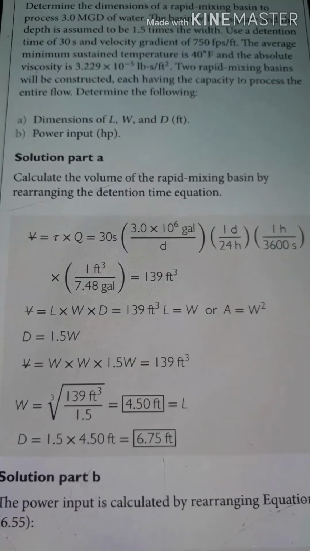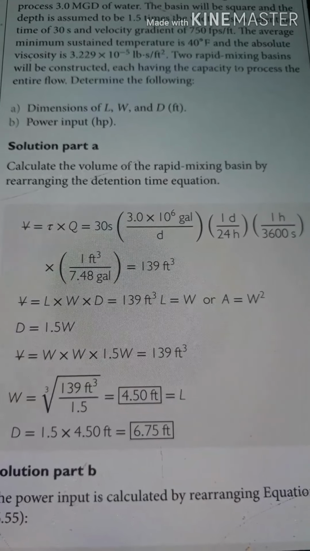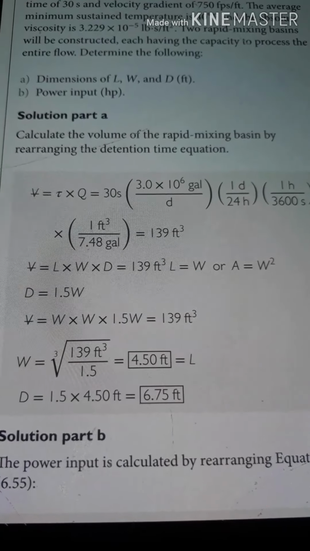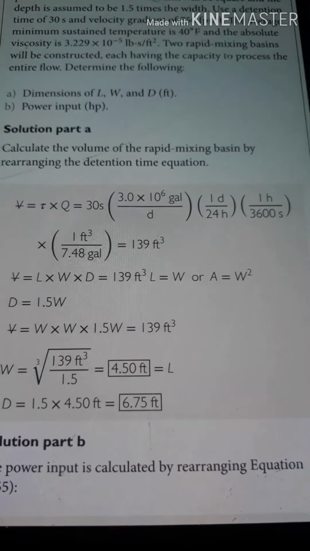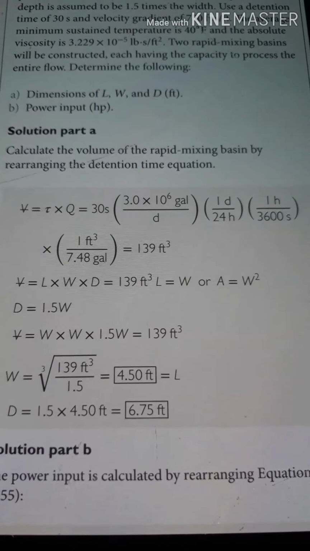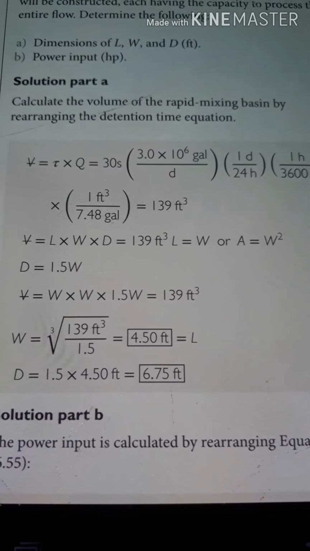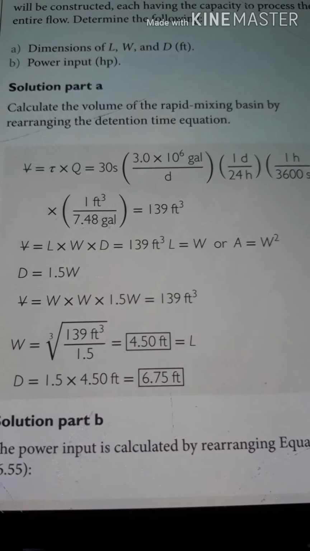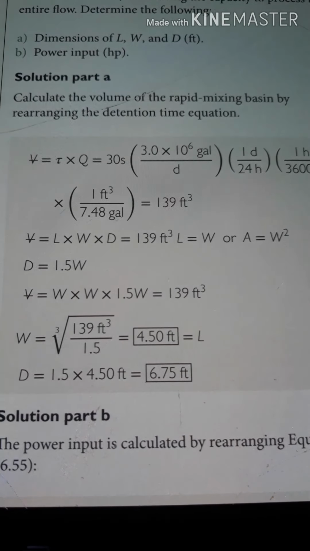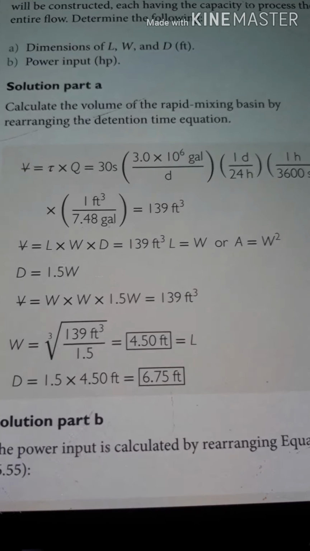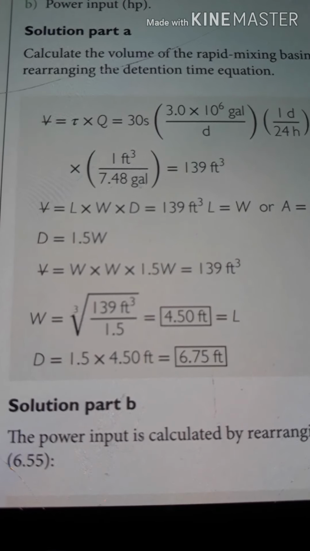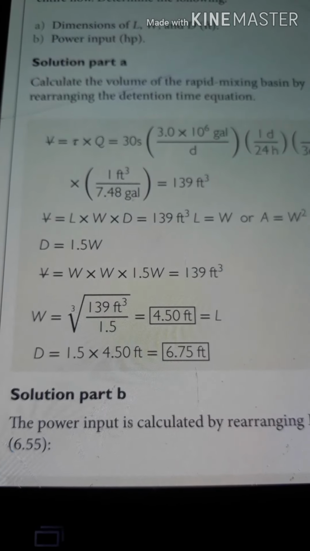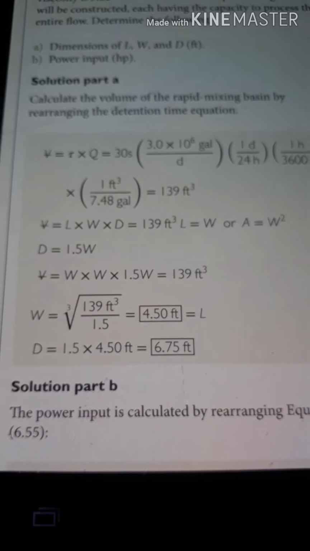This is equal to 139 cubic feet, as indicated in our problem. Our goal here is to get the width, the depth, and the length. Since the length and width are the same, we can solve for the width and depth. Starting with the width: W times W times 1.5 times W is equal to 139 cubic feet. To get the width, the width is equal to the cube root of 139 cubic feet over 1.5, and that is 4.50 feet.